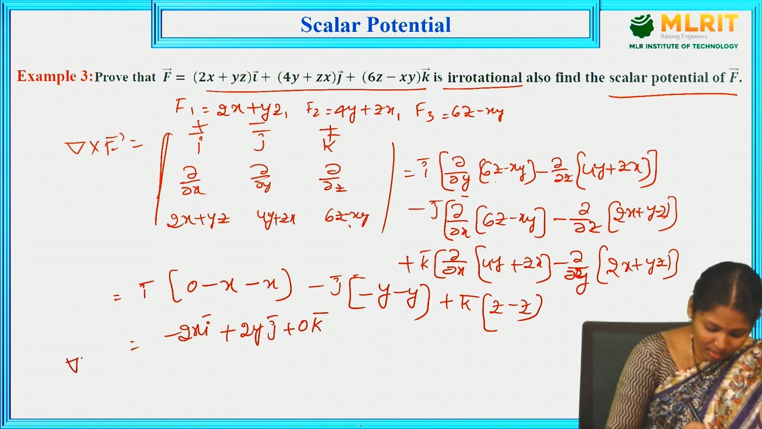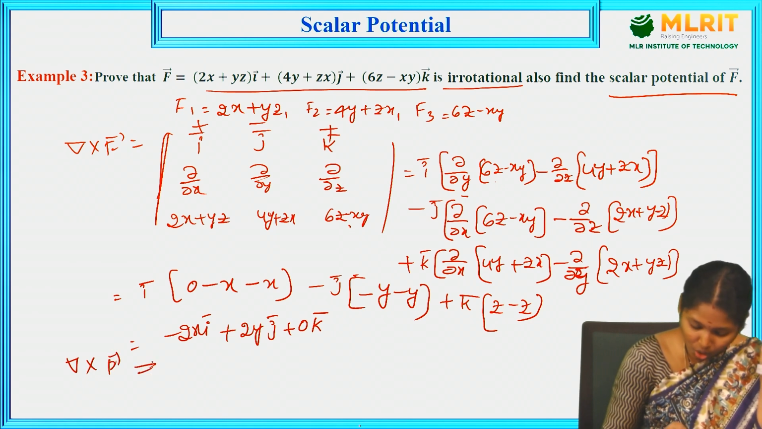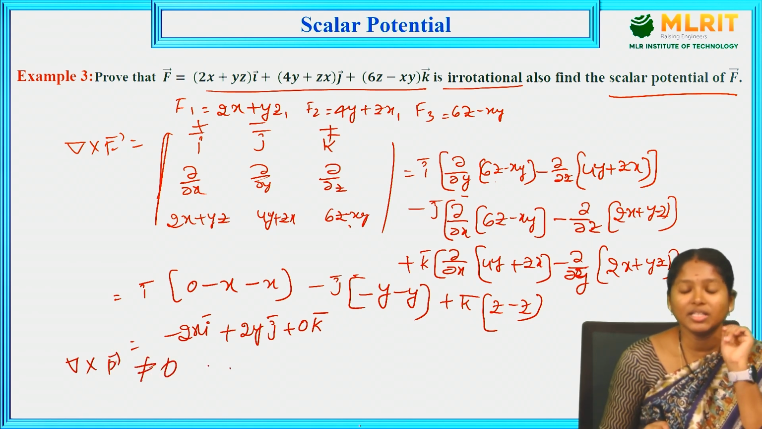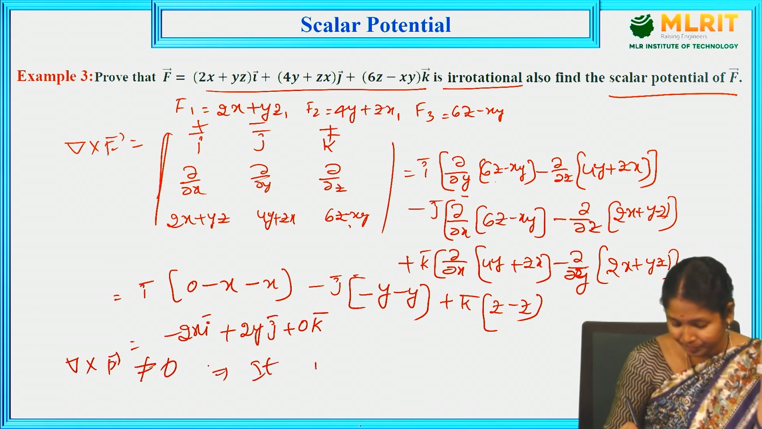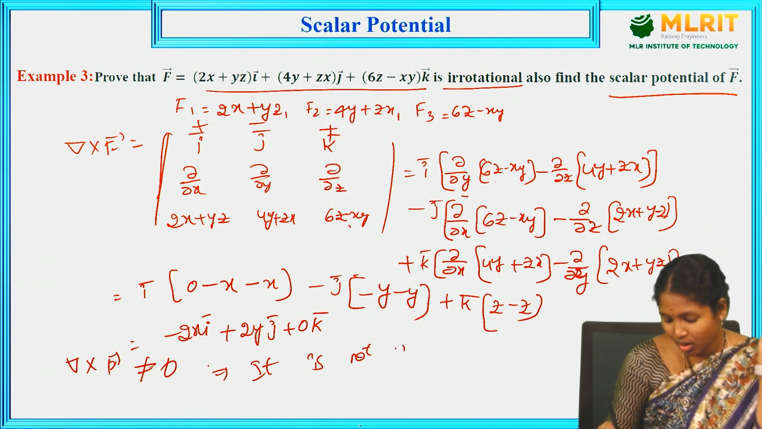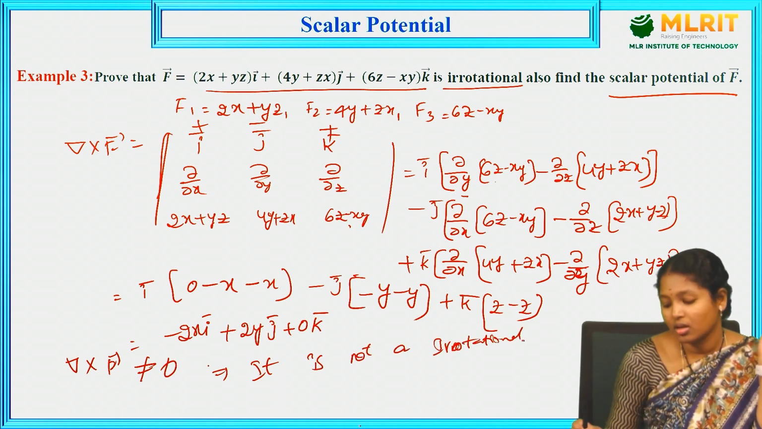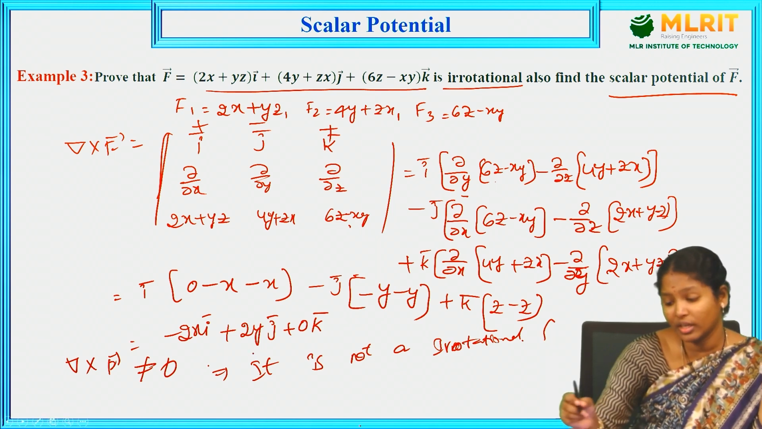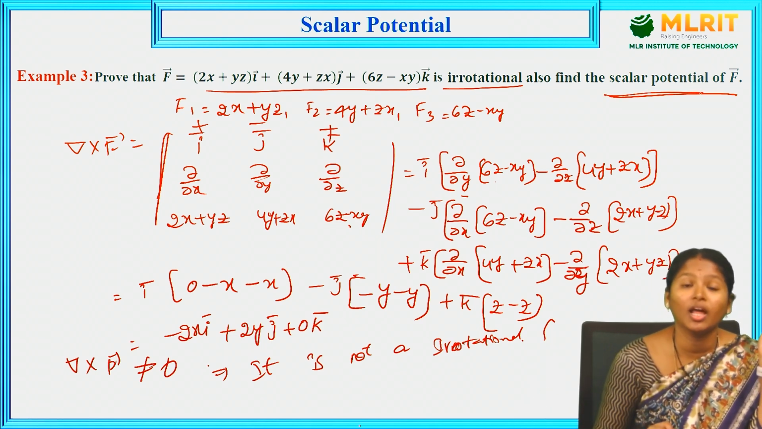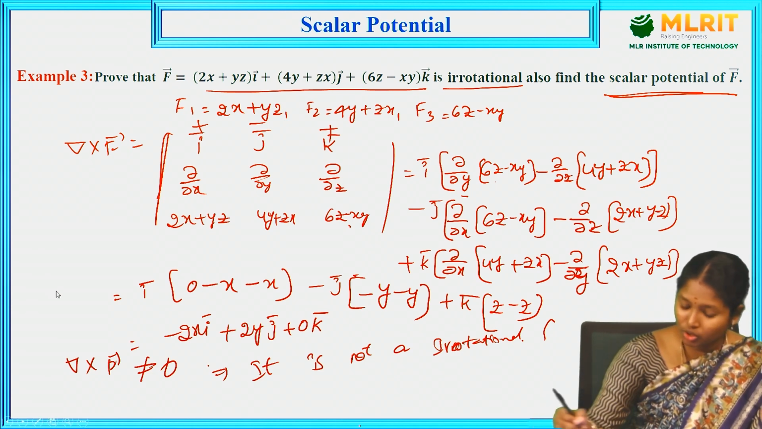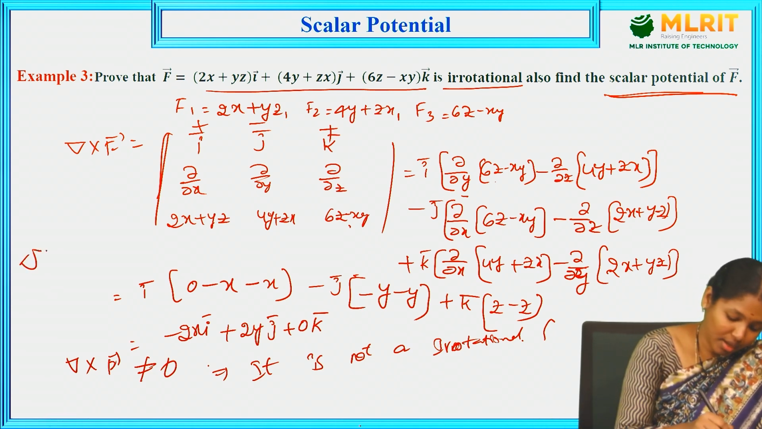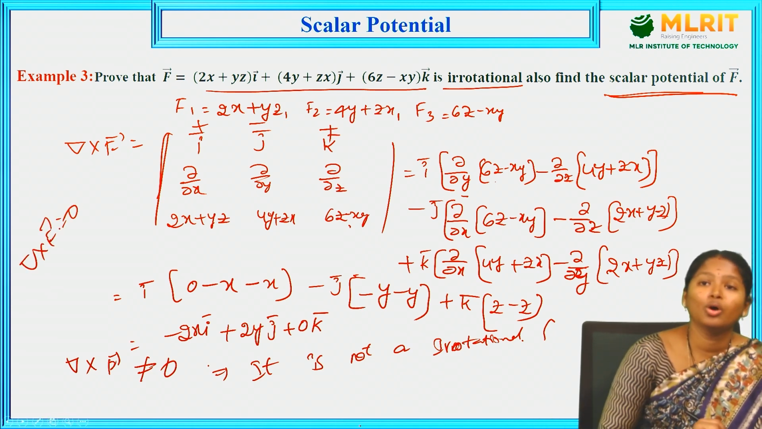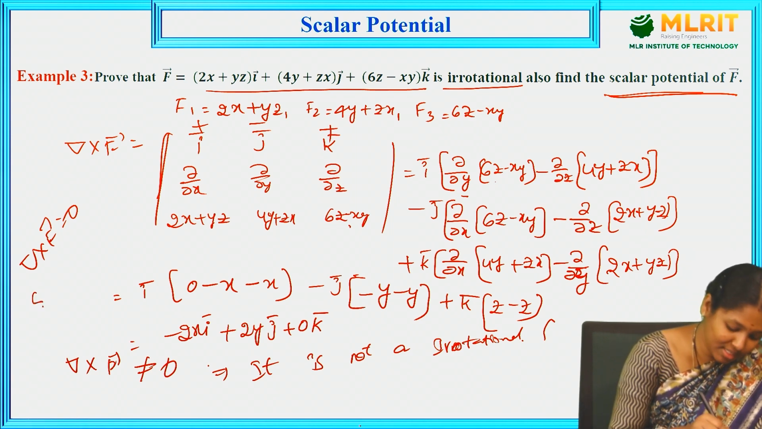So del cross f bar is not equal to 0. It means it is not irrotational. So the vector is not irrotational. We need not find the scalar potential. If del cross f bar equals 0, then we have to find the scalar potential.